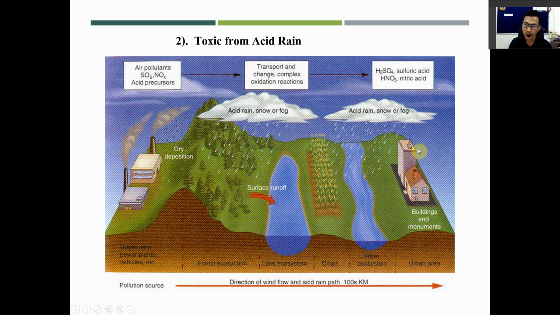once it's on the ground, on the lake, on the plants and everything, or even on buildings or monuments, it can cause a lot of problems, especially once those buildings and monuments are made of calcium carbonate. It just produces a lot of carbon dioxide gas after the calcium carbonate and the acid react.